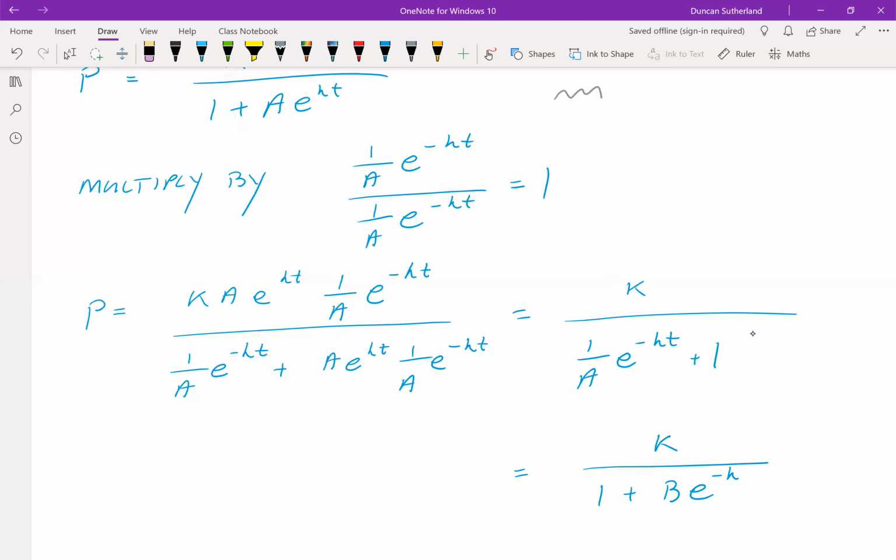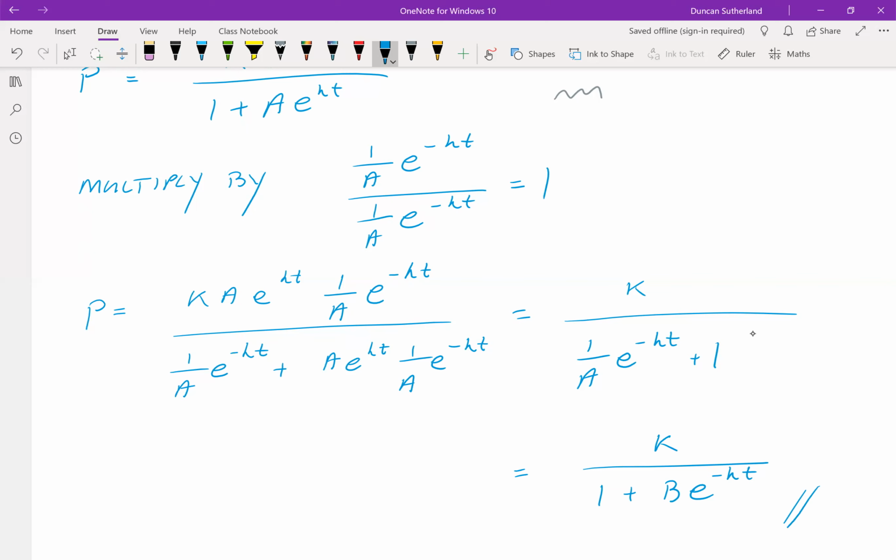And now you can see that it is identical to our previous solution, where we had to rewrite our constant of integration, but that doesn't matter because that's just a constant. We can do all sorts of naughty things to arbitrary constants. So that's our solution. We've recovered it.